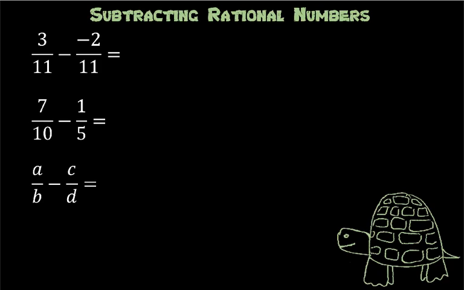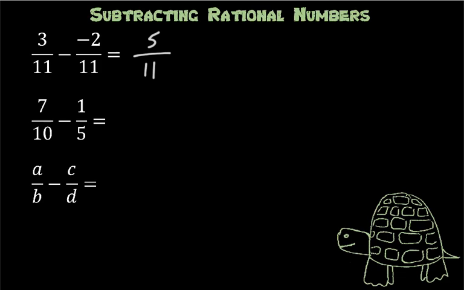All right, when we have common denominators, this is really just like adding, except we're going to subtract across the numerators. So we have 3 minus a negative 2 is going to be 3 plus 2, or 5. And the common denominator remains the same, 11.